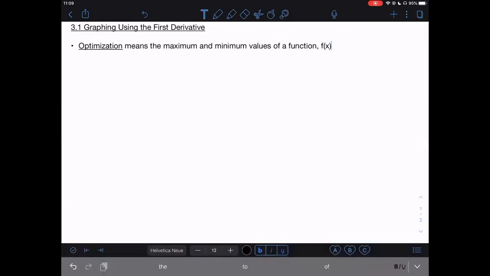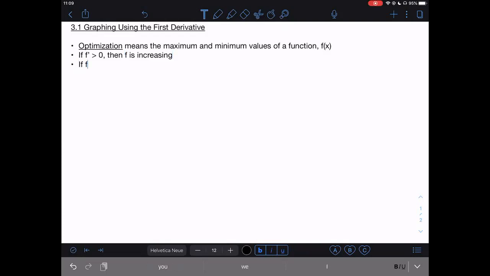Now, how are we going to do this? By looking at the behavior of our function based on its slope. Recall, f prime, the first derivative, calculates the slope of a function. It calculates the rate of change of a function. So if our first derivative is positive, that means the slope of our function is positive. And if the slope is positive, that means the function is increasing. If the first derivative is positive, then our original function f is increasing at that point.